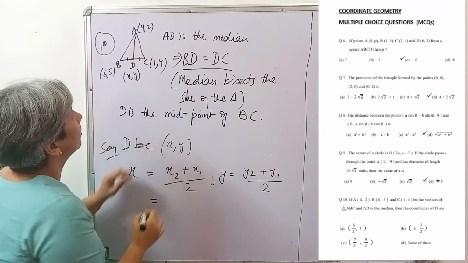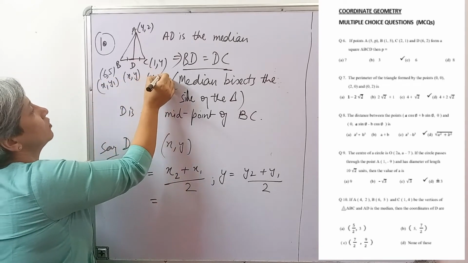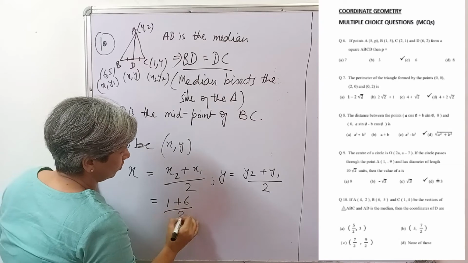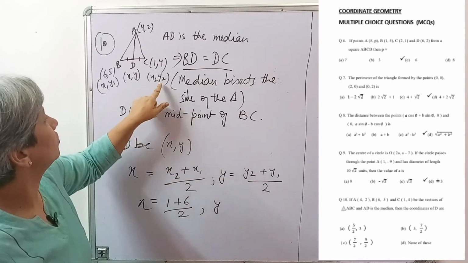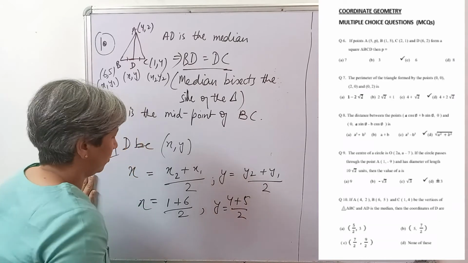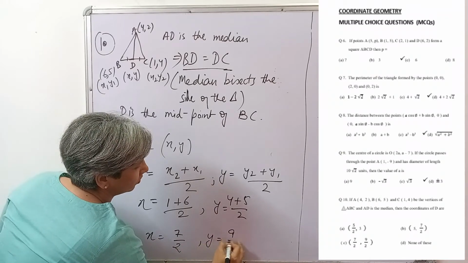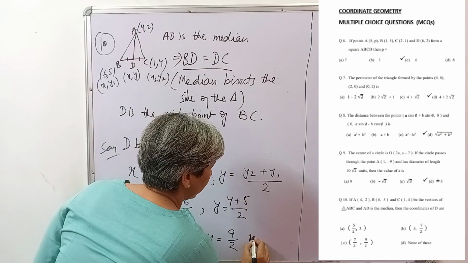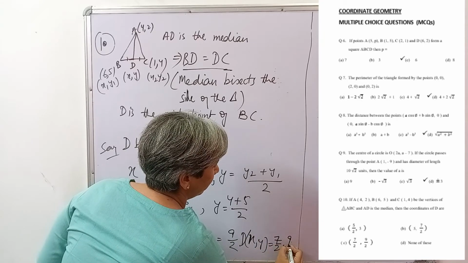Here, this is x1, y1, and this is x2, y2. So let's put the values. x is (1 plus 6) upon 2, and y is (4 plus 5) upon 2. So this gives me x equal to 7 by 2, y equal to 9 by 2. So the coordinates of D would be (7 by 2, 9 by 2).